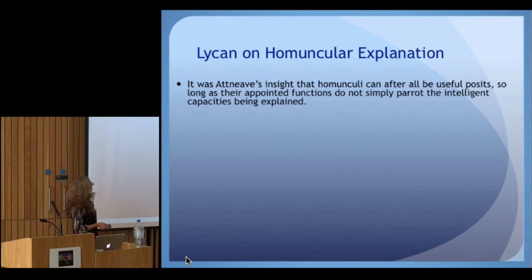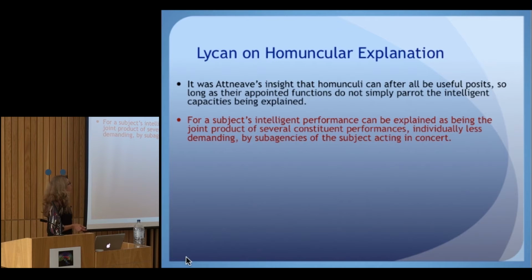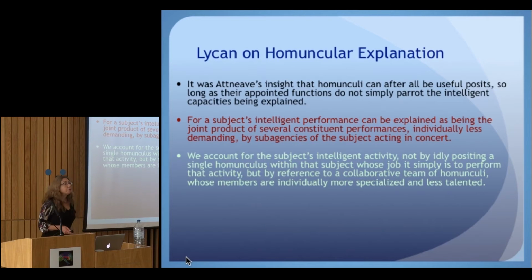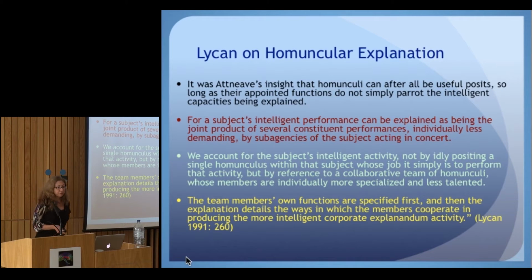He says, it was Attneave's insight, Attneave is a psychologist in the 1960s, that homunculi can, after all, be useful posits, so long as their appointed functions do not simply parrot the intelligent capacities being explained. For a subject's intelligent performance can be explained as being the joint product of several constituent performances, individually less demanding, by subagencies of the subject acting in concert, right? We account for the subject's intelligent activity not by idly positing a single homunculus within that subject, whose job it is simply to perform that activity, but by reference to a collaborative team of homunculi whose members are individually more specialized and less talented. The team members' own functions are specified first, and then the explanation details the ways in which the members cooperate in producing the more intelligent corporate explanandum activity.